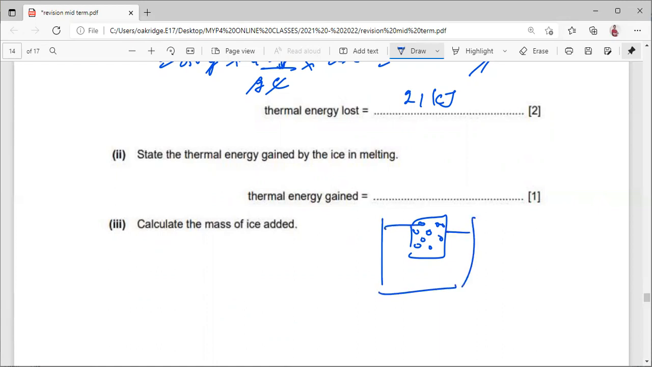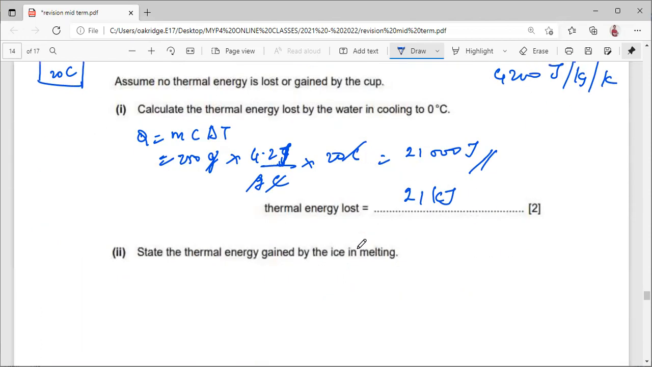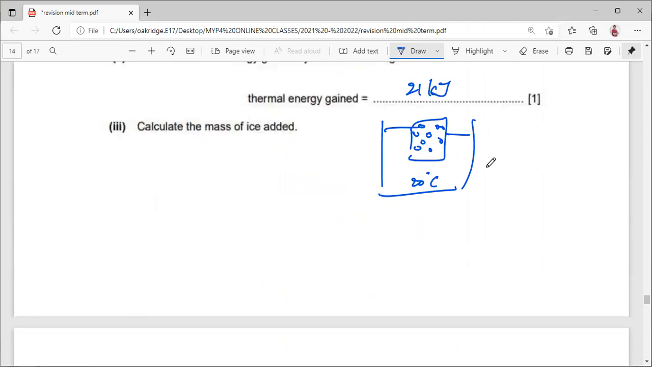So as a result of it, the energy lost by this water, it was at 20 degrees centigrade. So this heat energy is given to the ice. As a result of it, it takes up this energy and then pushes all the molecules apart, and thereby the ice gets converted to a liquid form. So therefore, thermal energy gained here is also given as 21 kilojoules. And it's very clearly given in the paragraph here. If you look at this here, it says that assuming no thermal energy is lost or gained by the cup. So this does not lose anything over here. So as a result of it, you can consider it here.